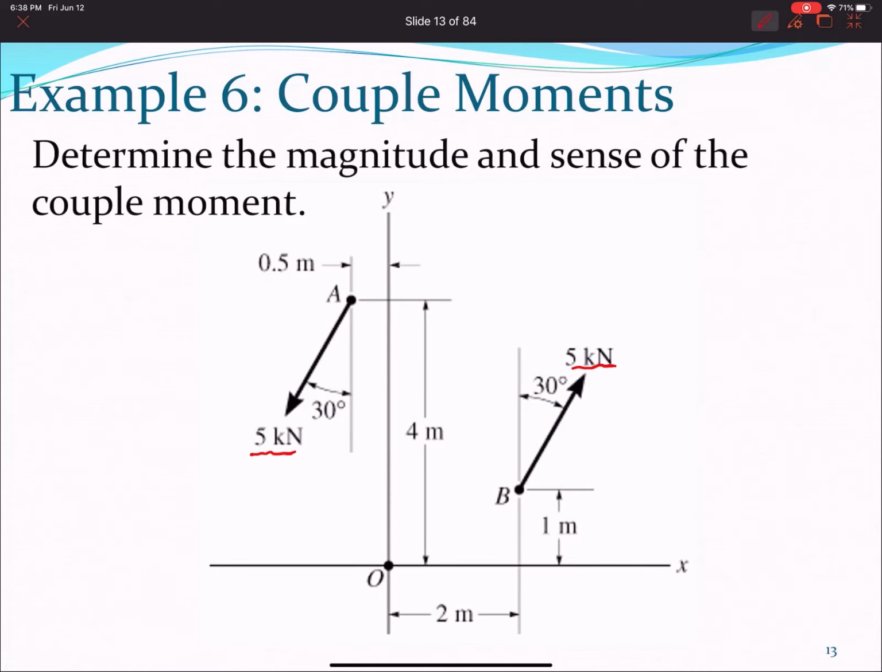They didn't even tell us where to find the moment, because it doesn't matter. They could have said, calculate the moment of those forces about point O, or about point B or A, and it should be the same. That's why they don't even say where to calculate the moment.